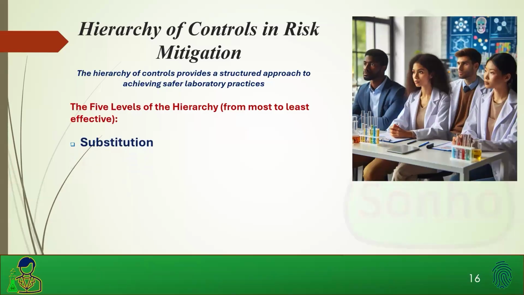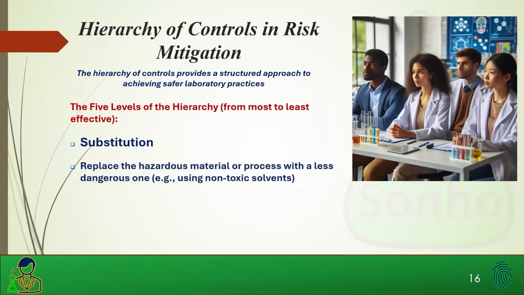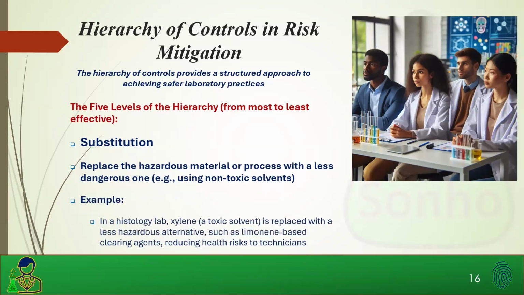Next up is substitution, to replace the hazardous material or process with a less dangerous one. For example, in a histology lab, xylene, a toxic solvent, is replaced with a less hazardous alternative, such as limonene-based cleaning agents, to reduce health risks to technicians. So this is done by trying to find safer alternatives.